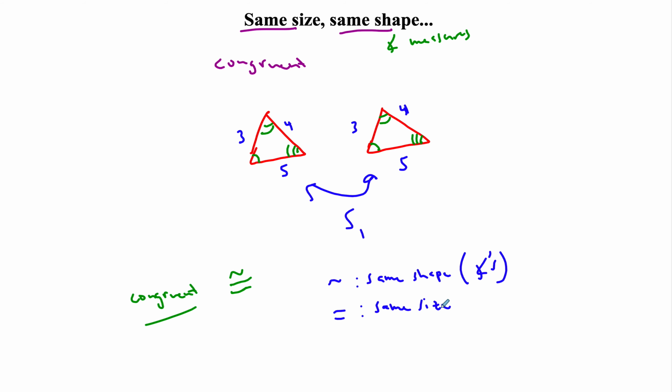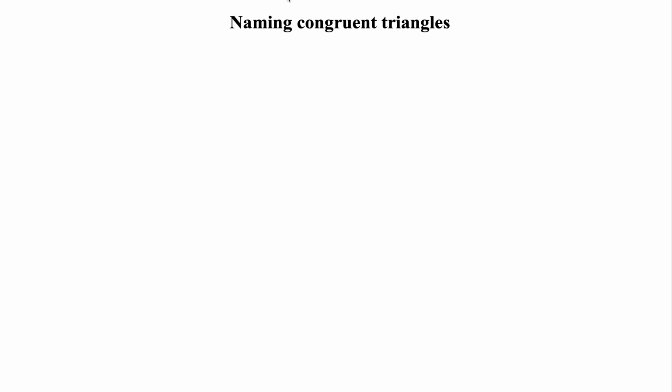And then the same size would mean is more of a reference to the fact that we're talking about the sides. And particularly, it means that there's a dilation of scale factor 1 happening. That is, if we do a scale factor 1 transformation, multiply everything by 1, it doesn't change, simply put, okay? So now, how to name congruent triangles.